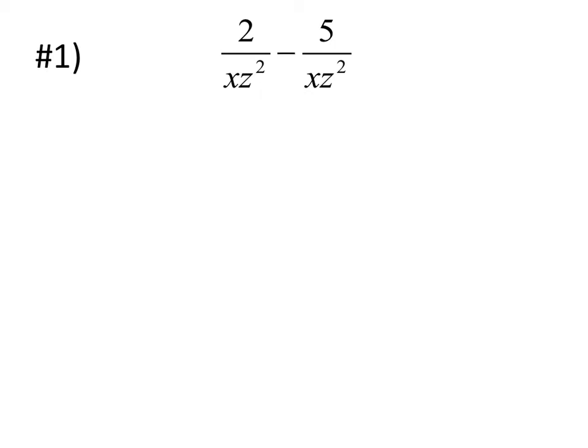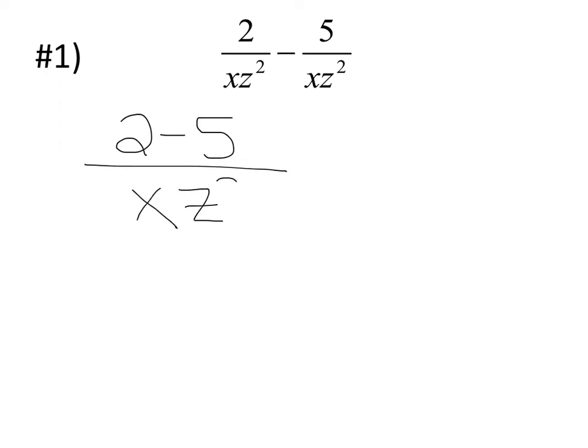So the first thing you need to do is find a common denominator. Well, you already have a common denominator, so you're good. And you just write what you're going to subtract in the numerator over the common denominator. That's why it's called that. 2 minus 5 is negative 3. So your answer is negative 3 over xz squared.